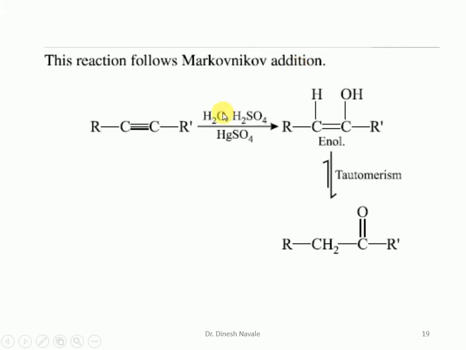So in the first step of the mechanism you can see addition of water takes place by Markovnikov's rule, and in the second step this enol tautomerizes into the corresponding carbonyl compound, and if it is a higher alkyne it gives the ketone as a product. So the first step is addition of water across the triple bond in presence of mercury sulfate and H2SO4 by Markovnikov's rule, and the second step is the tautomerization of enol into the corresponding carbonyl compound.